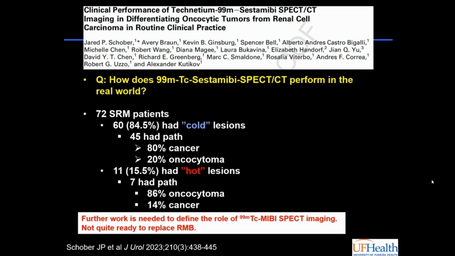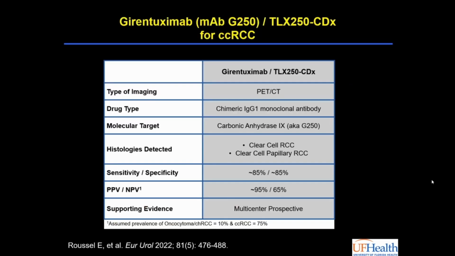And indeed, 86% were oncocytomas and benign, but 14% had cancer. So clearly, further work needs to be done to define the role of sestamibi SPECT. It's not quite ready to replace kidney mass biopsy, and is not the holy grail that we are hoping for.